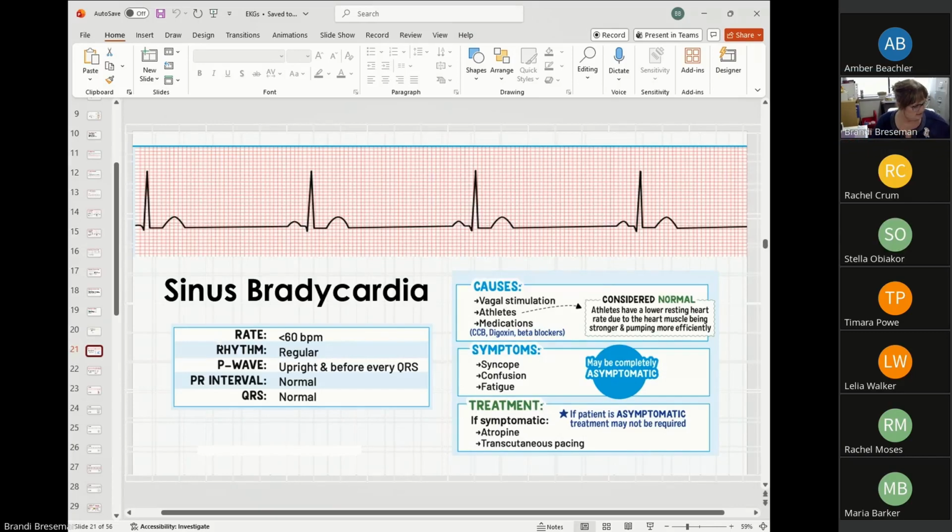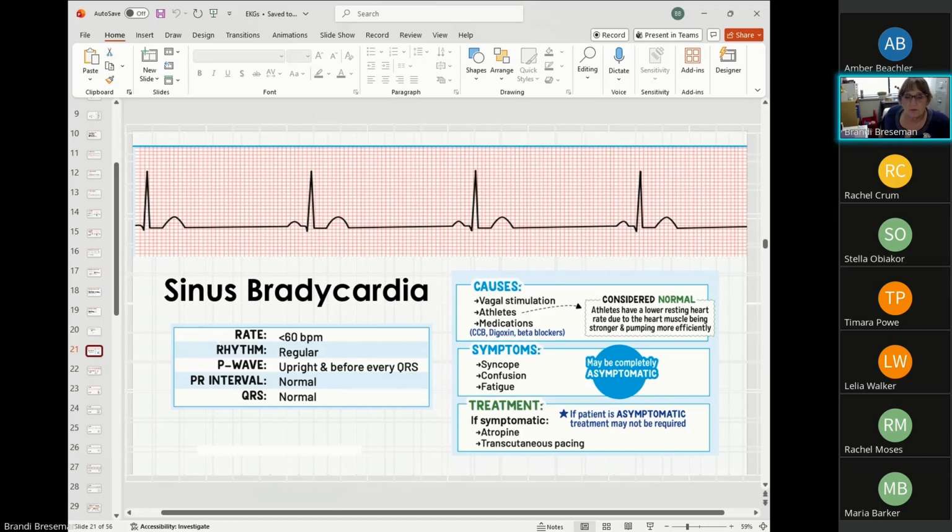Now the next rhythm that we're going to learn, sorry, guys, is sinus bradycardia. What does Brady mean? Yep, good. So, bradycardia is low heart rate. So, you have a rate below 60 beats a minute.